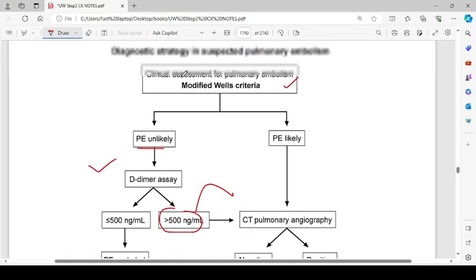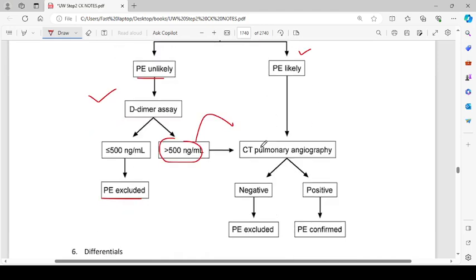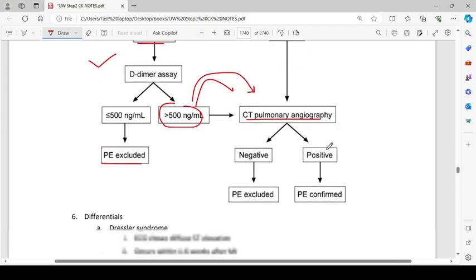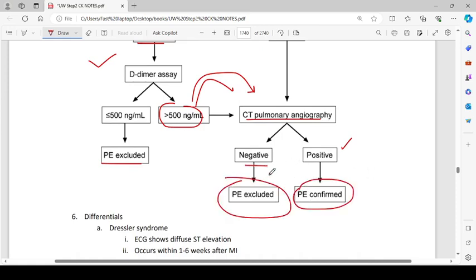Now let's come back. If according to modified Wells criteria, the pulmonary embolism is likely, then we do the CT pulmonary angiography. Right, CT angiography is the gold standard test. And also, if the D-dimer assay in a person with unlikely pulmonary embolism is more than 500 nanogram per ml, we go for CT pulmonary angiography. If that comes out positive, then pulmonary embolism is confirmed. If it is negative, then pulmonary embolism is excluded.